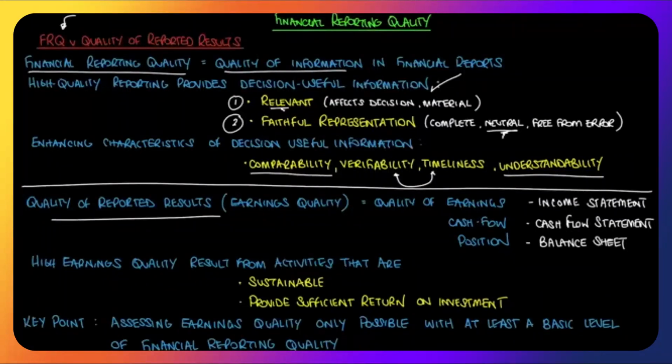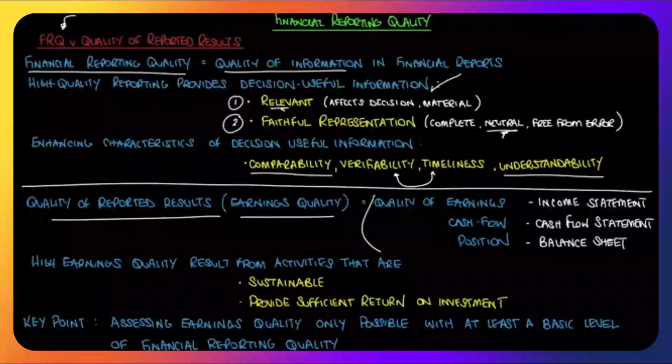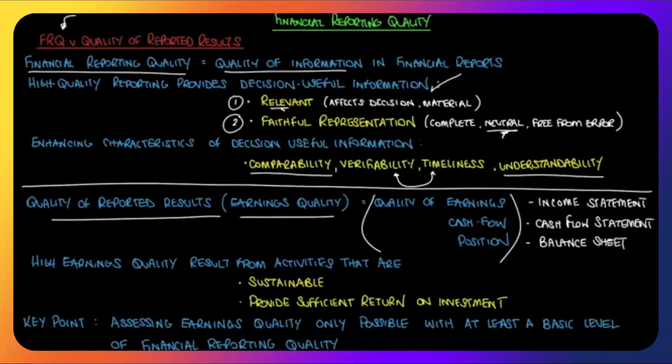Secondly, the quality of reported results, otherwise known as, and throughout the rest of this module really referred to as, earnings quality. They group together, and this is what they were talking about in the LOS when they put in parentheses a big list. They group together in the module the quality of earnings, so what's going on in your income statement, cash flow, obviously the cash flow statement, and your position, the balance sheet, into one term, earnings quality. So just be aware. If you get confused in the module because you say, hang on, they're talking about earnings quality here and they're asking me about the position on the balance sheet, they are grouping all of these three together.